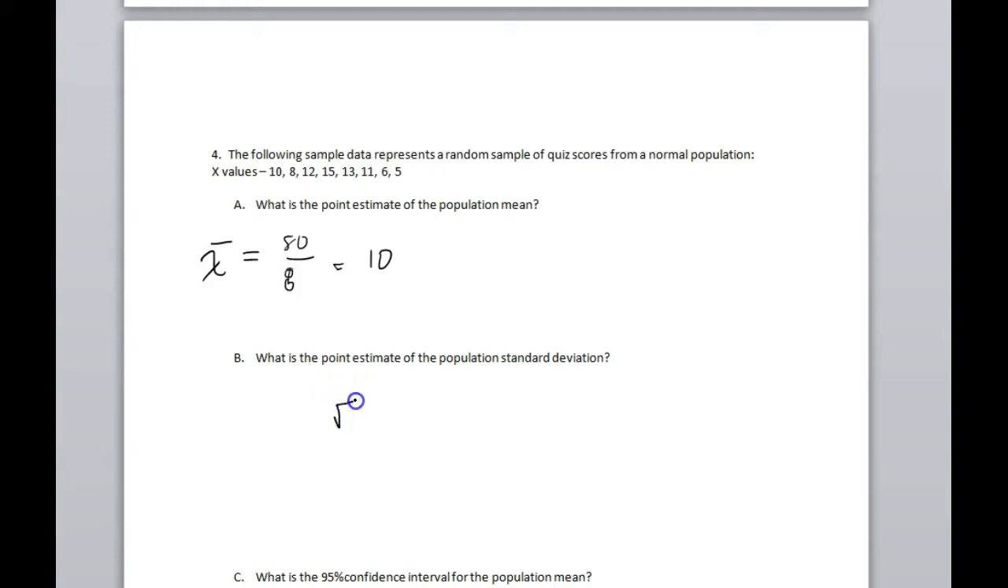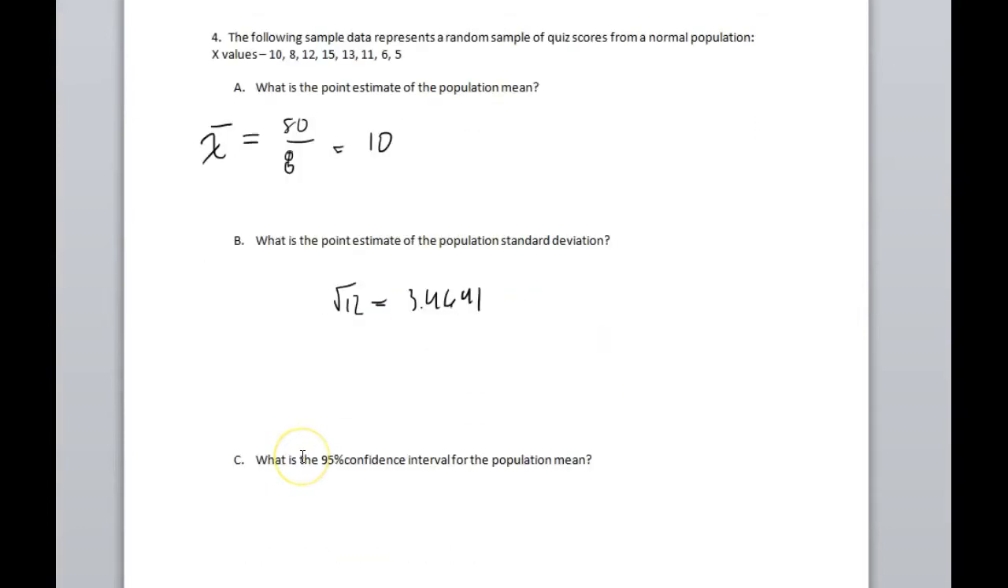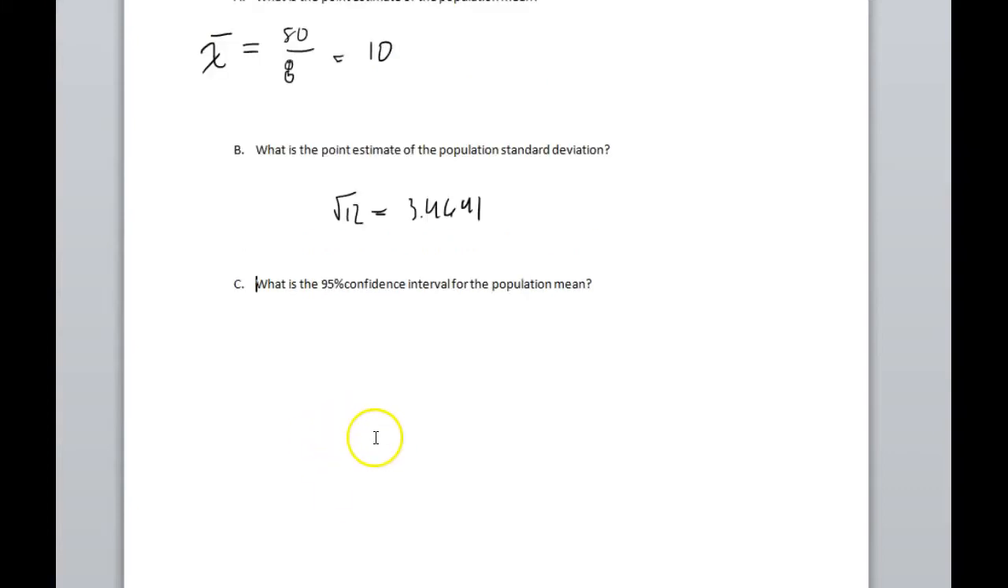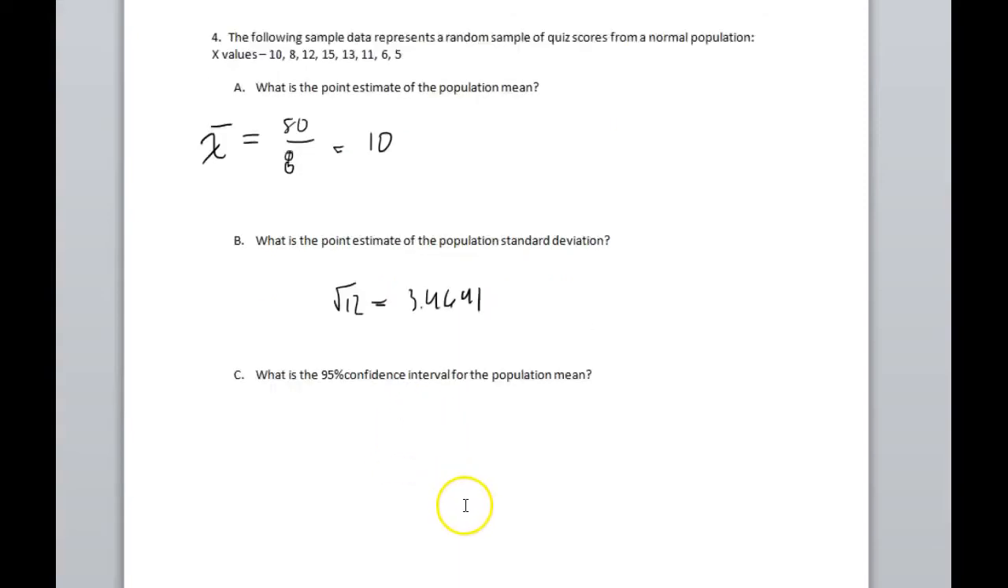We end up getting the square root of 12 and 3.4641. Okay, and let's see if I can give us a little bit more room to do this problem. Now it's asking, what is the 95% confidence interval for the population mean?